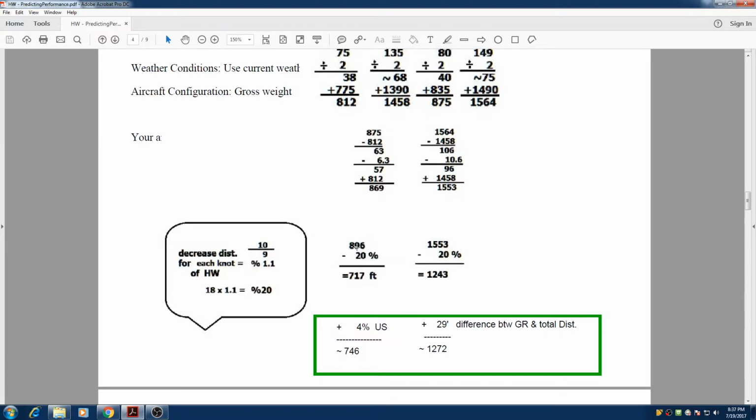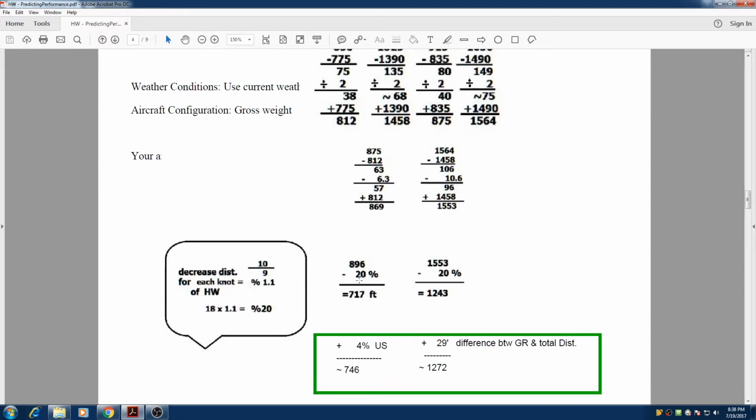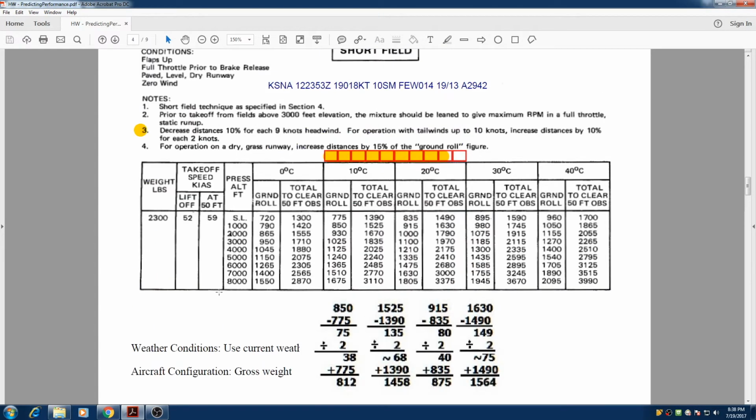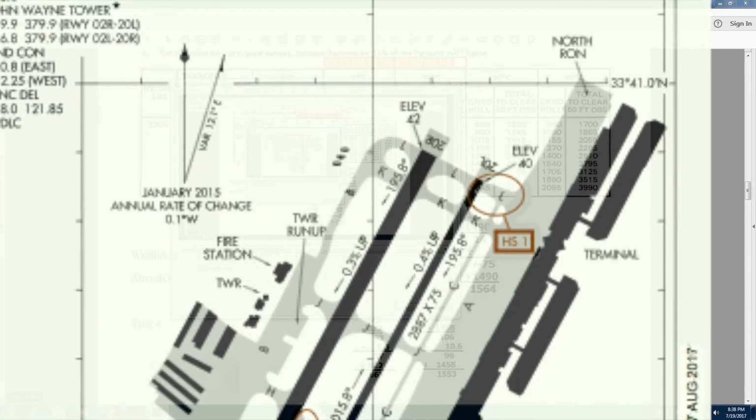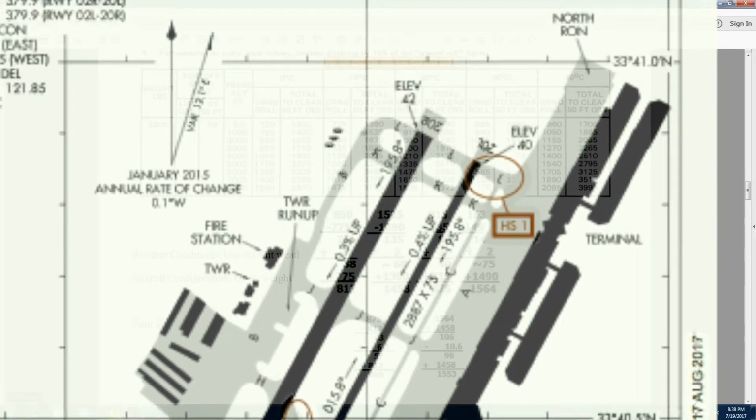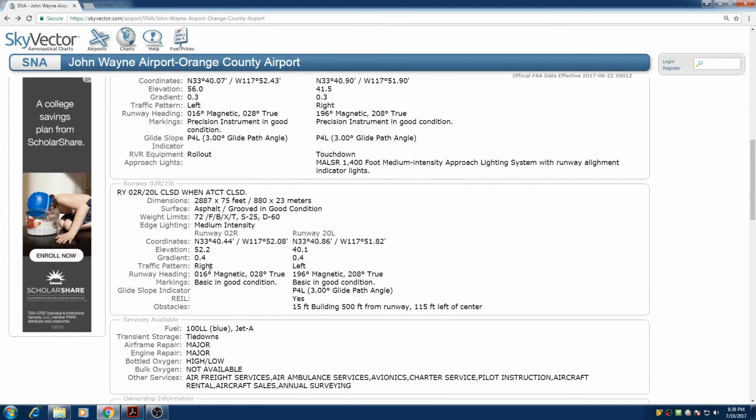So we decrease our ground roll by 20%, we get 717. We do the same thing for our total to clear 50-foot obstacle. We decrease that by 20% and we get 1243 feet. So now we need to do the final step. The final step says that we have to calculate the slope of the runway and do the effects of upslope and downslope runway. So let's look at our runway one more time here.